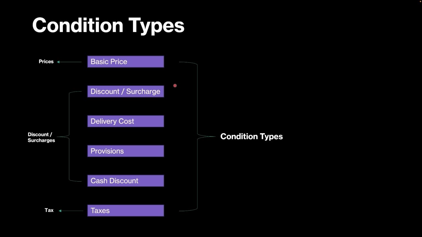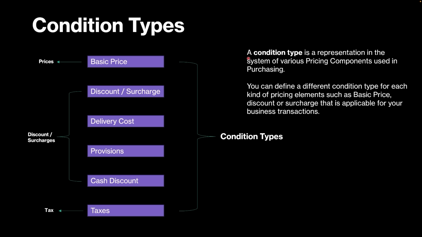And all these distinct elements will be configured in the system in the form of distinct condition types. So you can see a condition type is a representation in the system of various pricing components used in purchasing. And you can define a different condition type for each kind of pricing element, such as basic price or discount or surcharge, that is applicable for your business transactions.